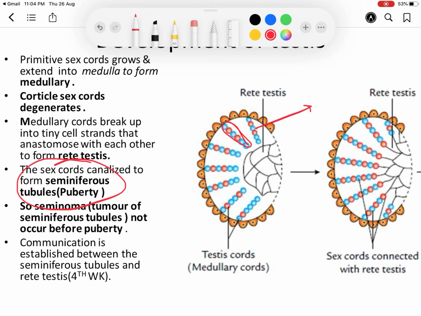Now communication establishes between the rete testis and seminiferous tubules. These are the seminiferous tubules and here will be the rete testis. इनके बीच में communication establish हो जाएगा. Okay.